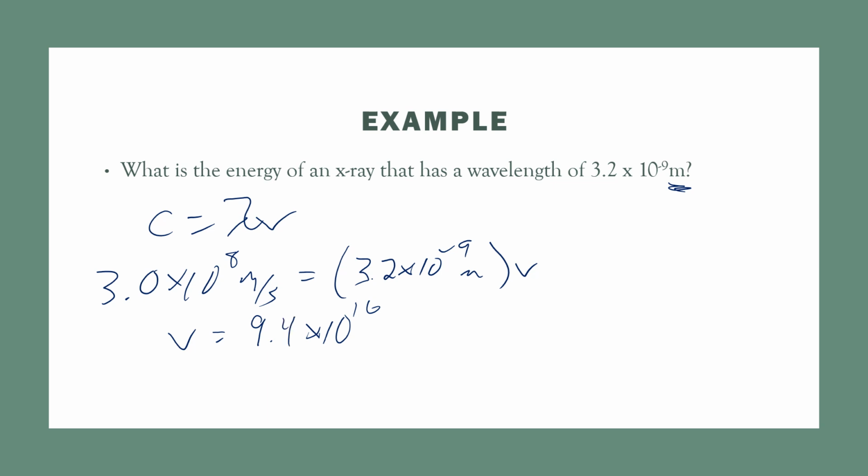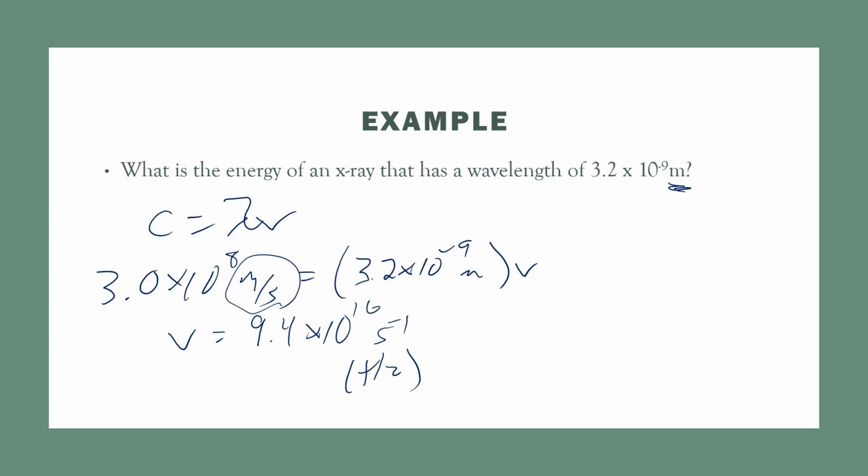Now the unit here, because of our unit for the speed of light, is actually inverse seconds, or s^-1. You also see it sometimes as hertz, which is the same thing as inverse seconds. And it's the number of waves that pass a point in a given amount of time.